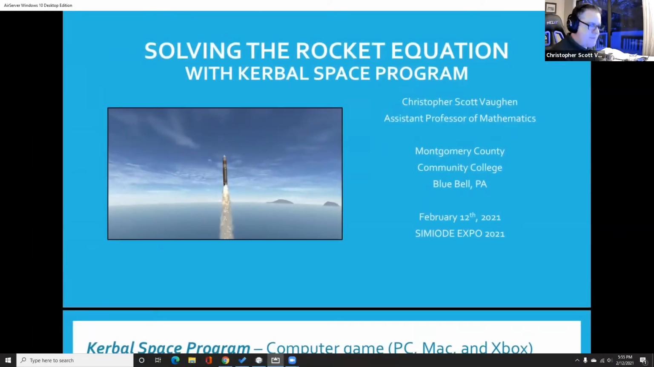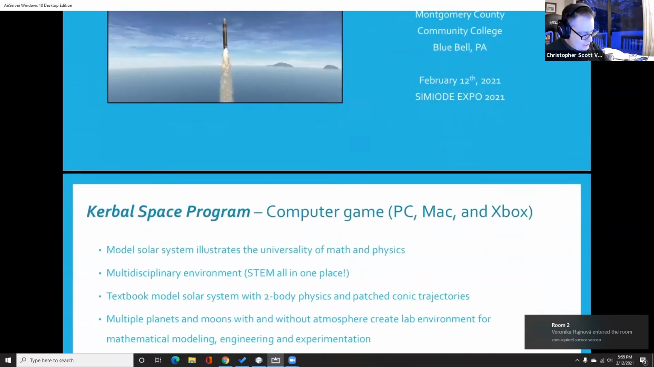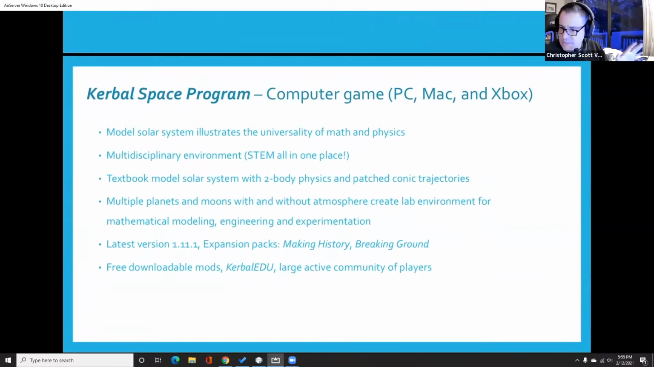So I'm going to talk about solving the rocket equation with Kerbal Space Program. Christopher Scott Vaughen, Bluebell, Pennsylvania. Maybe the first thing I'll do is just introduce this game, a computer game that maybe you haven't heard of. I discovered it 2 years ago, and it's a really amazing tool for modeling, really.